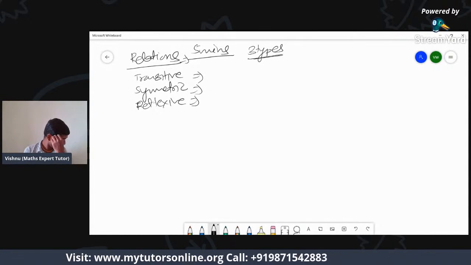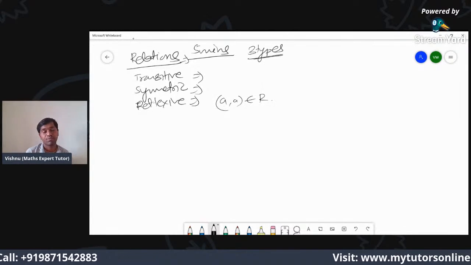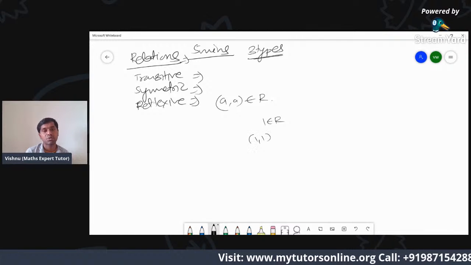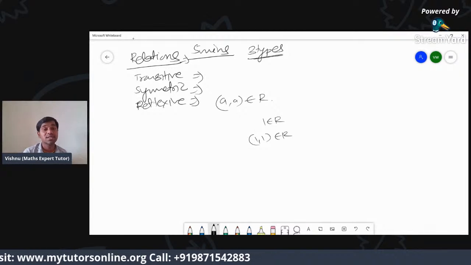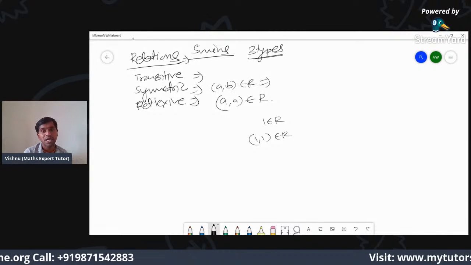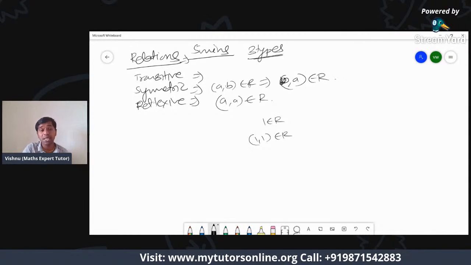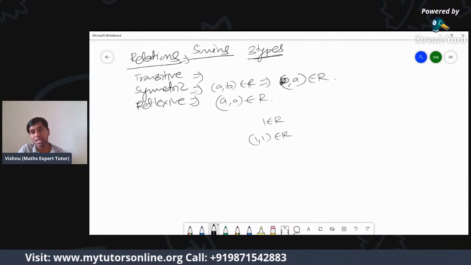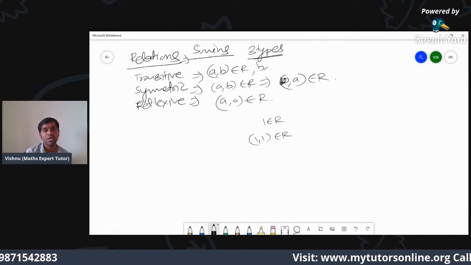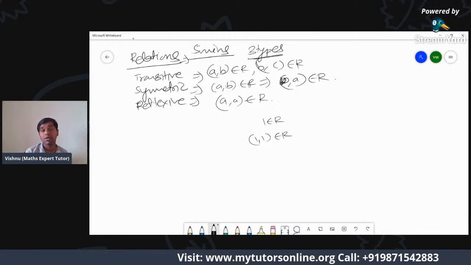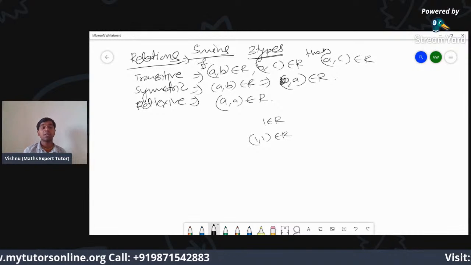What is reflexive? A reflexive relation is one where for all a, (a, a) belongs to R. Suppose 1 belongs to R, and so on. What is symmetric? Symmetric is if (a, b) belongs to R, that should also imply (b, a) belongs to R. I repeat, if (a, b) belongs to R, then (b, a) belongs to R. For transitive: suppose (a, b) belongs to R and (b, c) belongs to R, then (a, c) also belongs to R. If and then, that is the condition.